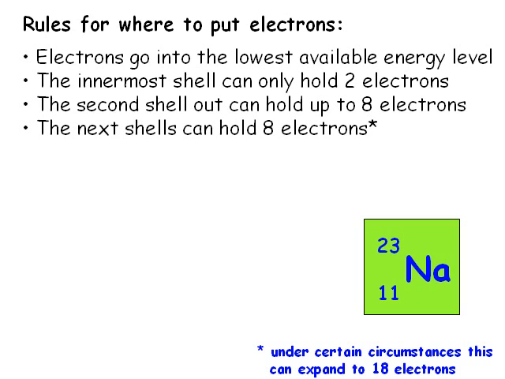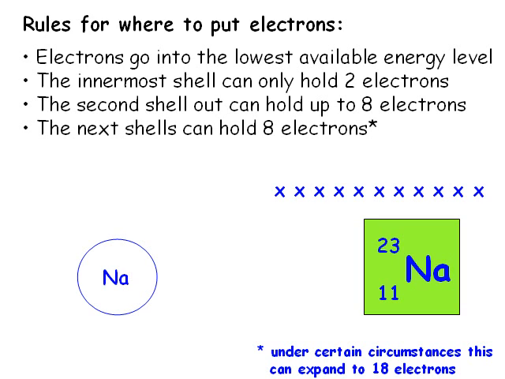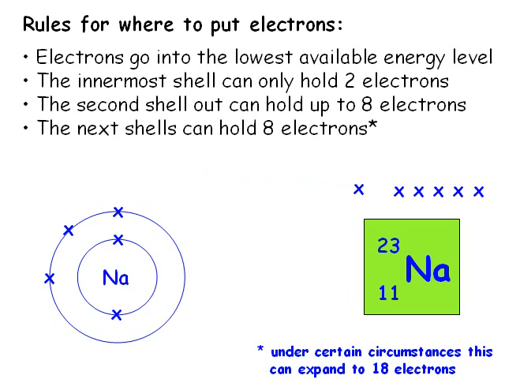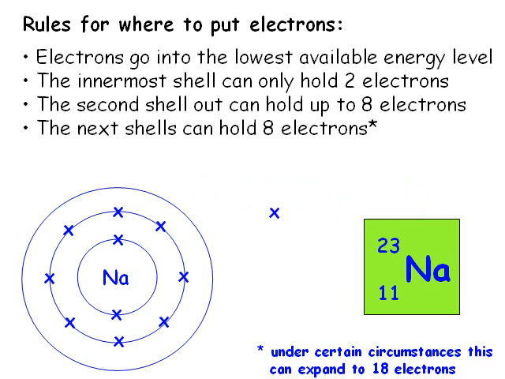For example, the periodic table tells us that a sodium atom has an atomic number of 11. This means it has 11 protons and therefore 11 electrons. We can start filling these in according to the rules. Now the innermost shell is full and electrons go into the n equals 2 shell. When this shell is filled with 8 electrons, the final electron goes into the third shell.